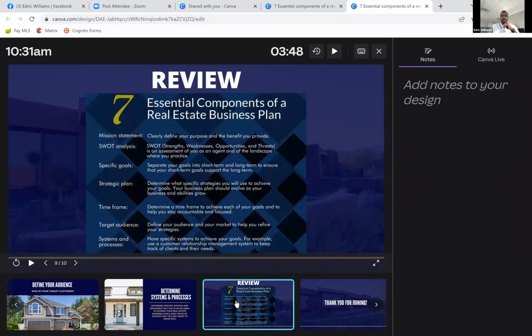So let's review the things that are essential to having a solid business plan. Having a mission statement, clearly defining what your purpose is and the benefit you provide to the consumer and to yourself. That's what your mission statement is. My who, what, where, why. Particularly your why. Why are you doing what you're doing? And it doesn't have to be all philosophic. I think that's what complicates things.